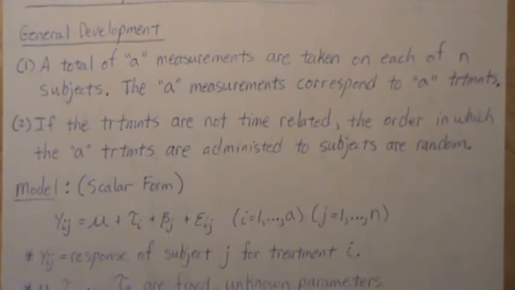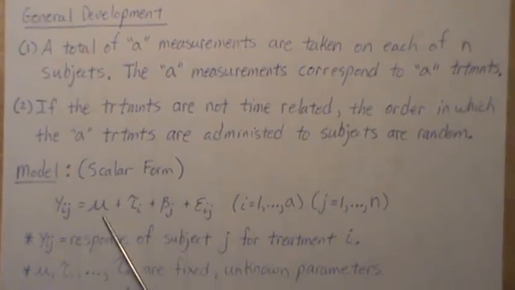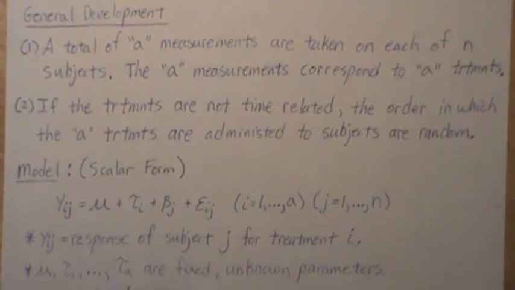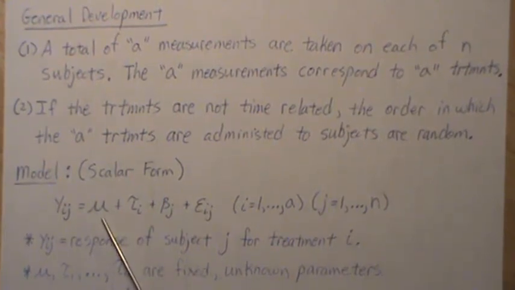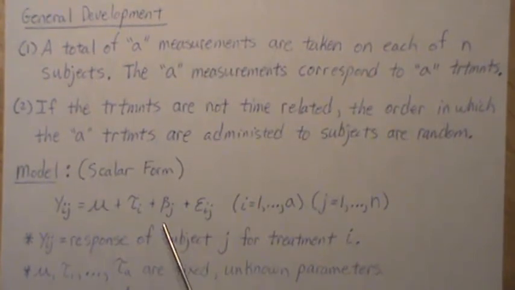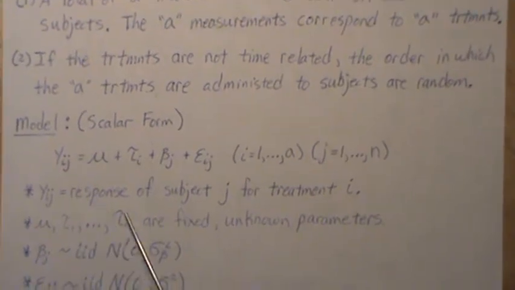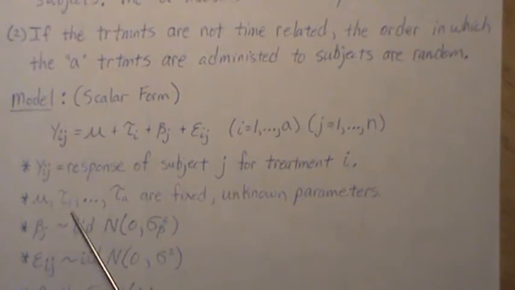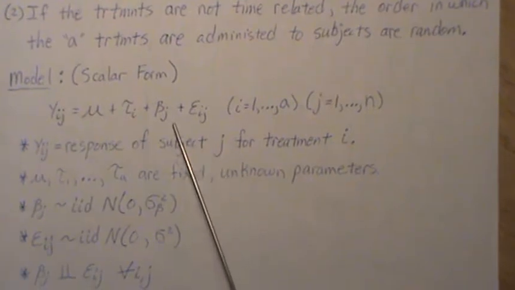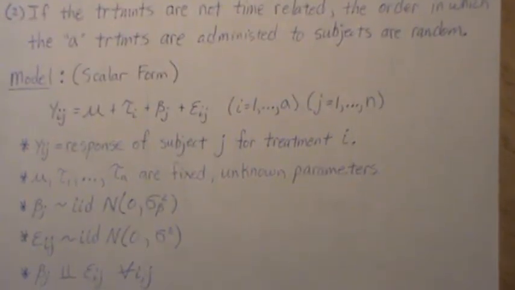So the model in scalar form is y_ij equals mu plus tau_i plus beta_j plus epsilon_ij. And so this is the overall grand mean effect, and this is the treatment effect, and this is a subject effect. And this is just the error, fluctuating about our model. So the Y_ij is the response of the jth subject for treatment i. Now the mu and the tau 1 through tau a are fixed unknown parameters. The beta are considered random variables.